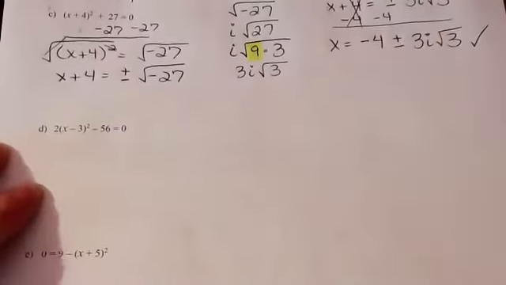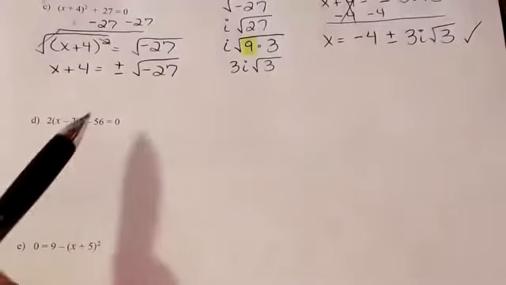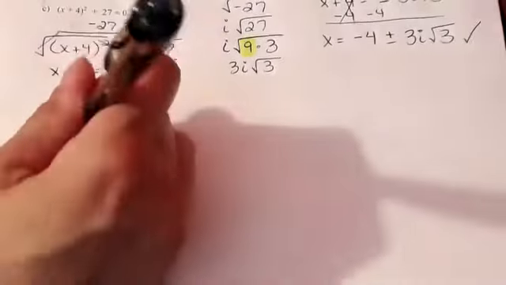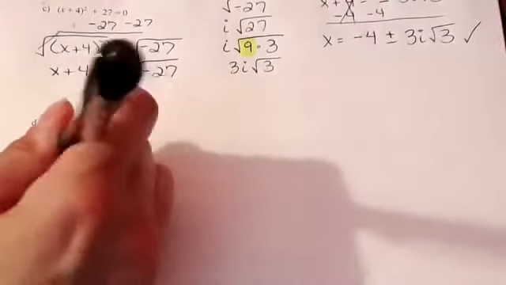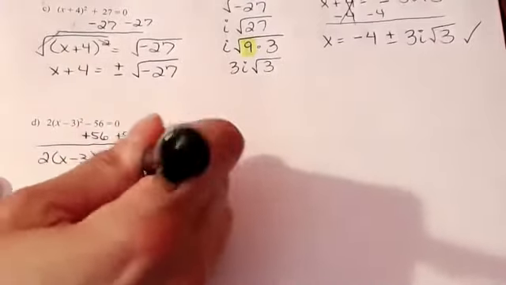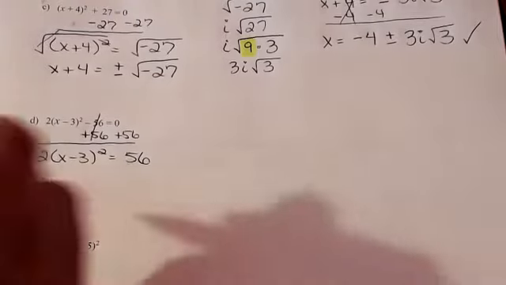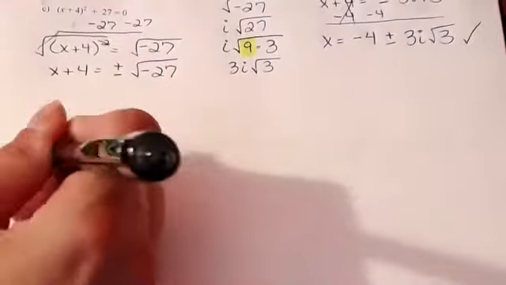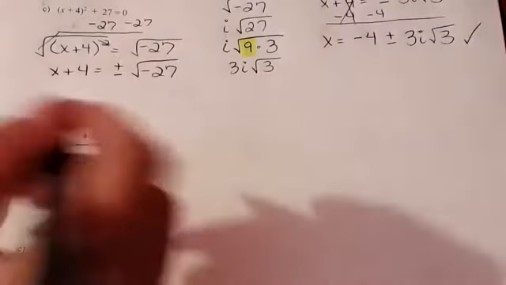For part D, we have 2 times x minus 3 quantity squared minus 56. It would be reasonable to say, well, I know I have a term that's squared, so why not bring the 56 over? So we're going to start by adding 56 to both sides. So now I have 2 times x minus 3 quantity squared is equal to 56. That goes away. Okay, so far so good. But recall, we want to get the squared term essentially by itself. Right now I have a coefficient of 2, which is a problem. So let's just divide both sides by 2 and get rid of it. So then we have quantity x minus 3 squared is equal to 56 divided by 2 is 28.